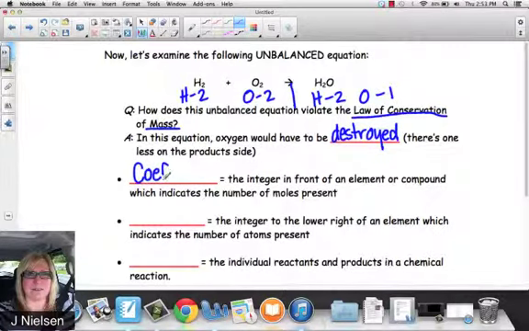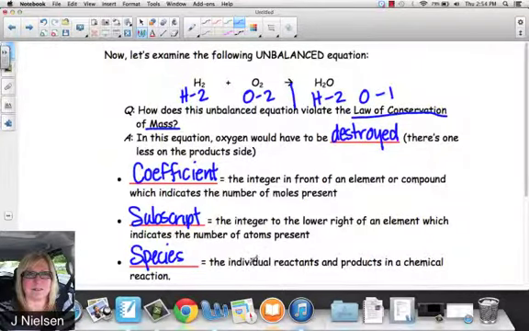So the coefficient, as I just told you on the previous page, is the integer in front of an element or compound, which indicates the number of moles present. The subscript is the integer to the lower right of an element, which indicates the number of atoms present. And species, and you've heard me use this word before, equals the individual reactants and products in a chemical reaction. So although we know that this is hydrogen gas, I can refer to this as a species. The same with oxygen or water.